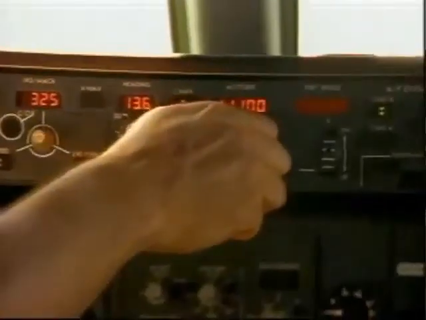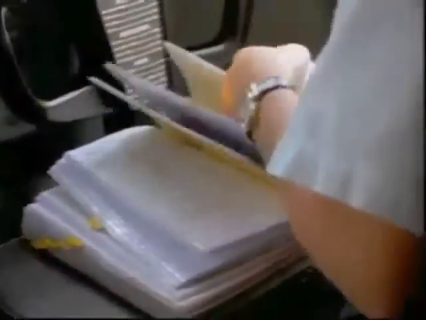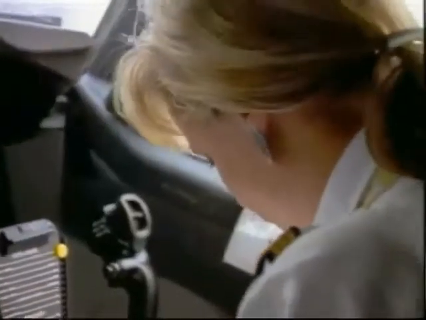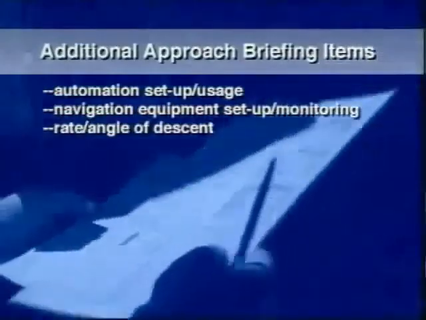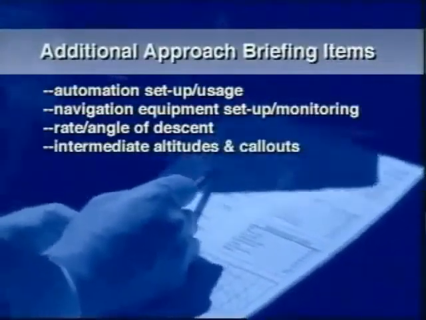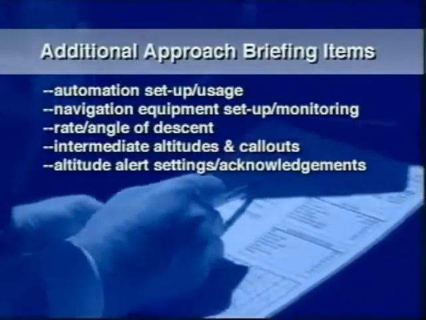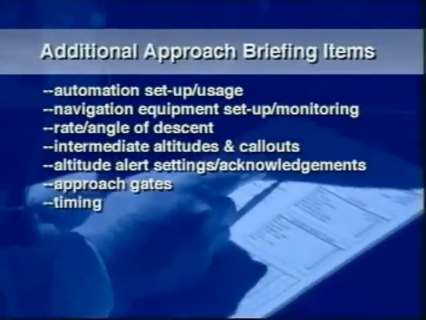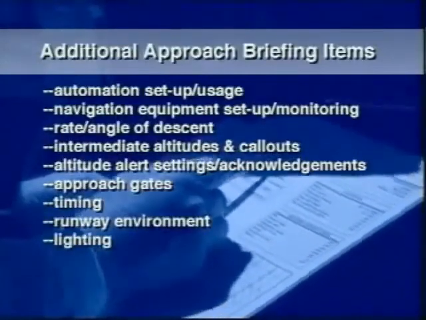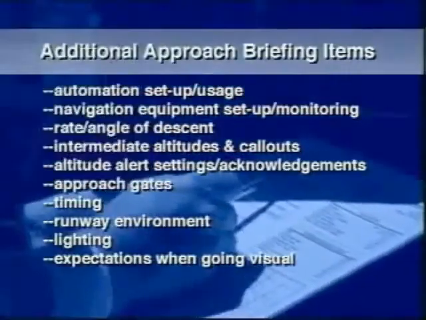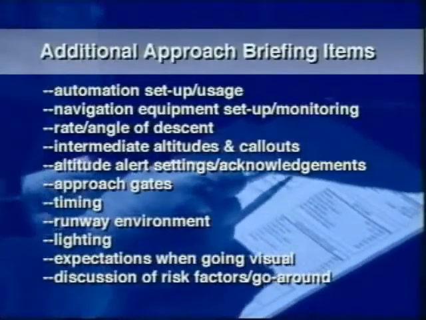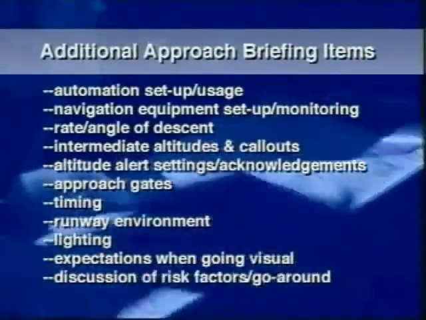The Flight Safety Foundation recommends that in addition to the standard briefing items such as chart date, runway in use, approach type, glide slope angle, and crossing altitudes, the following items should be briefed as appropriate: automation setup and usage, navigation equipment setup and monitoring, rate and angle of descent, intermediate altitudes and callouts, altitude alert settings and acknowledgments, approach gates, timing, runway environment, lighting, expectations when going visual to include offsets, radio altimeter usage and awareness, and a discussion of possible risk factors, including conditions that will dictate a go-around.